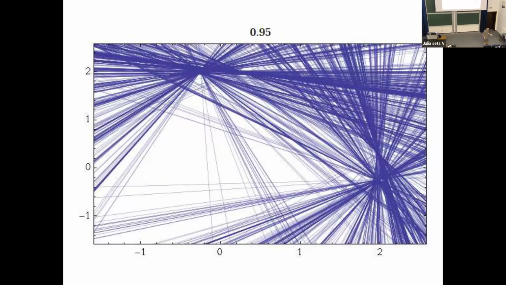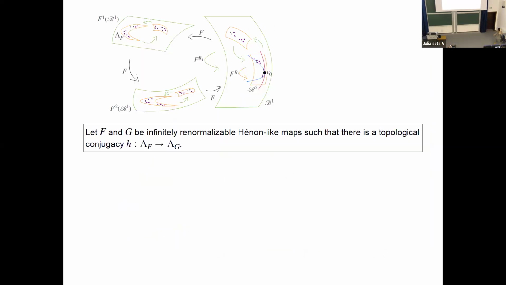And it turns out to be not true in general. So in general, you don't have rigidity. So you won't have a matching of the way directions are transformed in the dynamics. So here's the final slide, and these are the results about rigidity. So let's take two Hénon-like maps, which are infinitely renormalizable. And let's say that you have this kind of topological correspondence between the two renormalization limit sets.